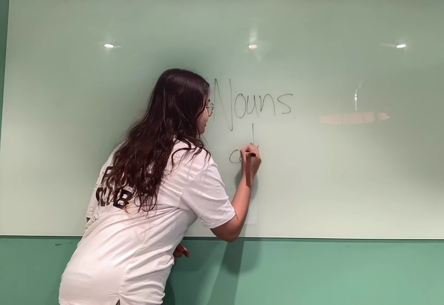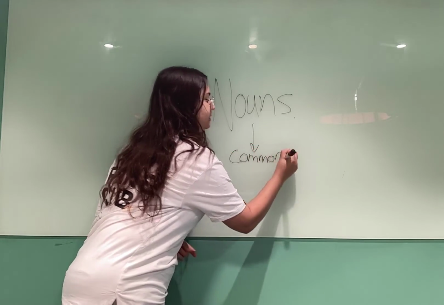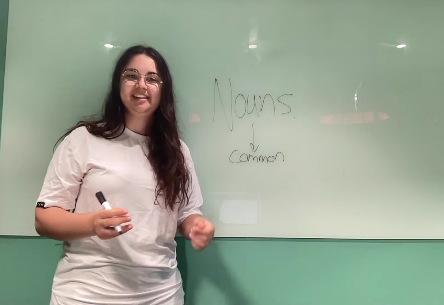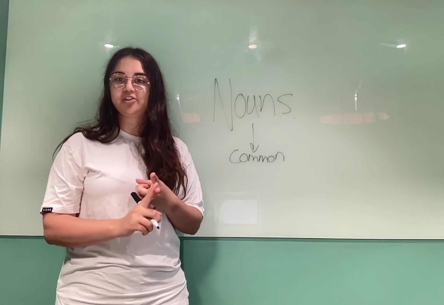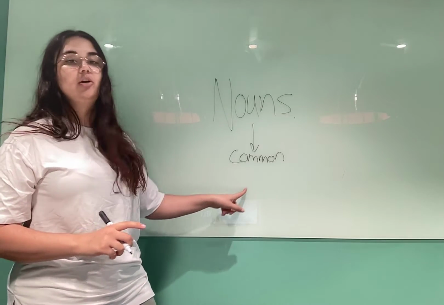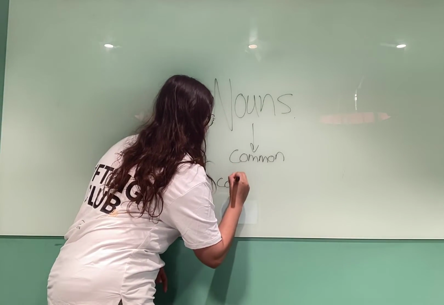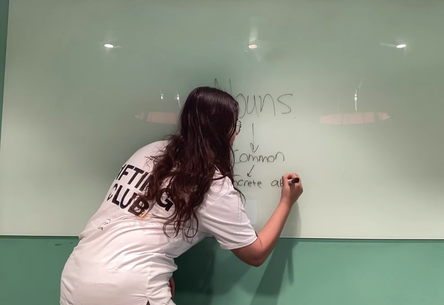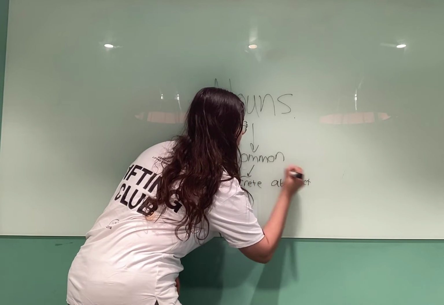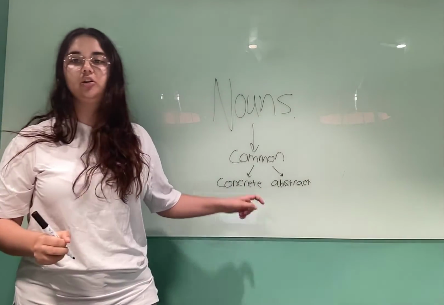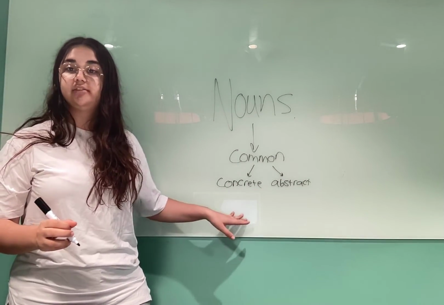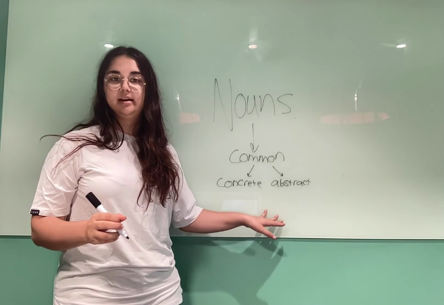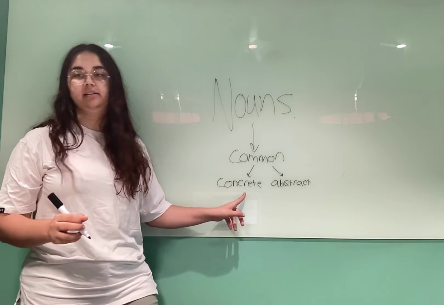The first one is a common noun. These are the most common, as the name suggests. So we have concrete nouns and abstract nouns, which are both types of common nouns. Concrete and abstract. Now I'm going to give you definitions for what these are, so I would recommend writing down some definitions and examples. So let's start with concrete nouns.